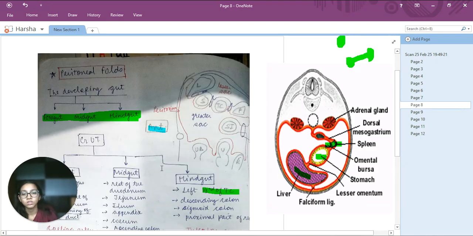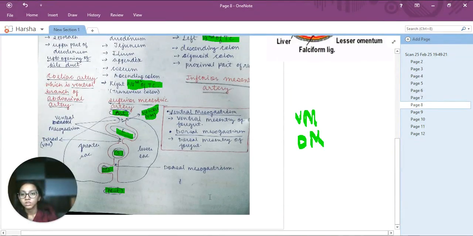This one. This is stomach, spleen, liver. So this is ventral mesogastrium. This is dorsal mesogastrium. This is ventral mesogastrium. This is dorsal ventral mesogastrium. Then this is dorsal mesogastrium. So this will be ventral dorsal mesogastrium, and the one at the back will be dorsal mesogastrium.